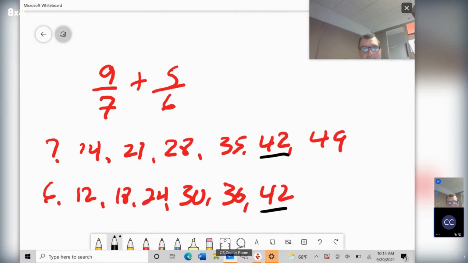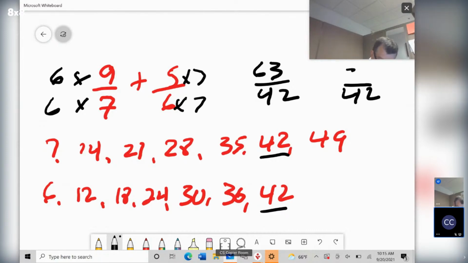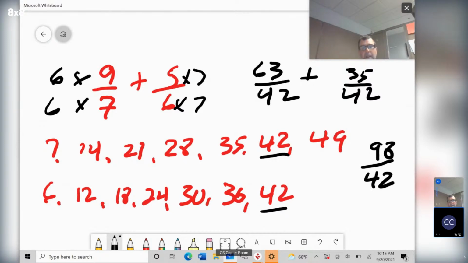So we know both of these now are going to go over 42. Okay, so I'm going to put over 42 over 42. And 7 times 6 is 42. So this is going to be 63, because we're going to multiply 6 times 9. And 6 times... and then we just add them together, and you would get 98 over 42. Okay.